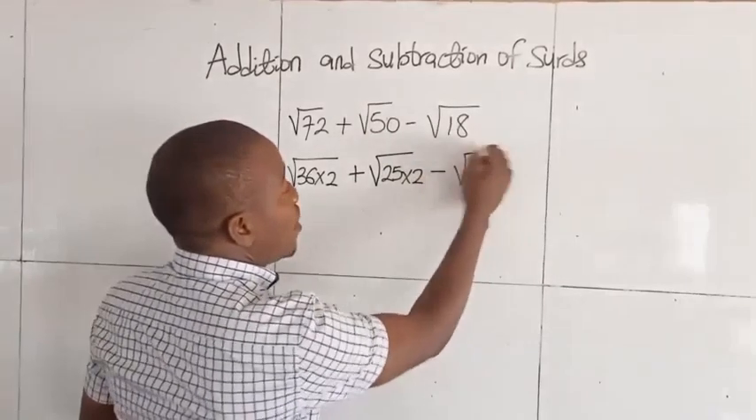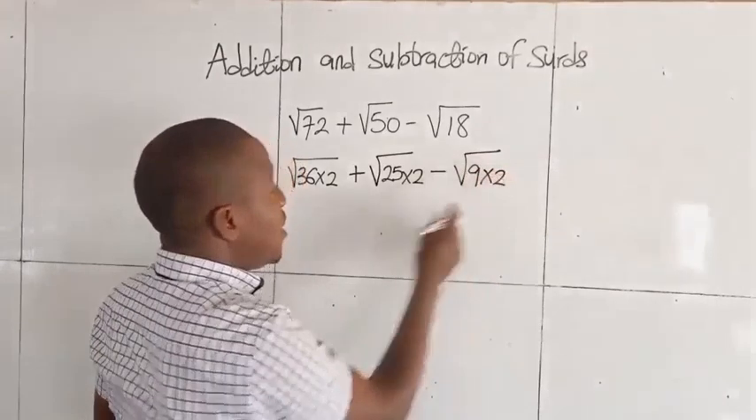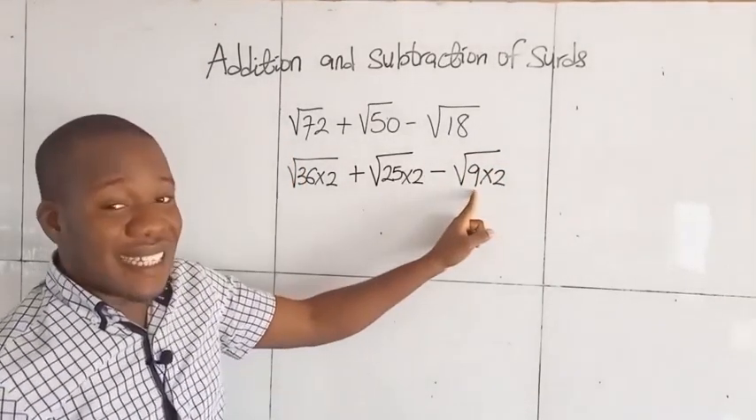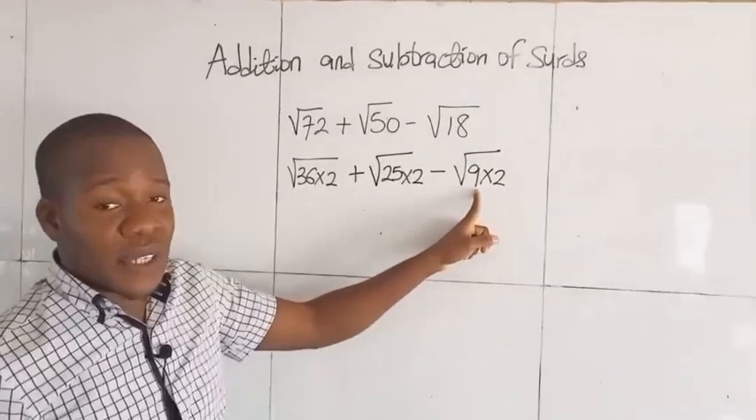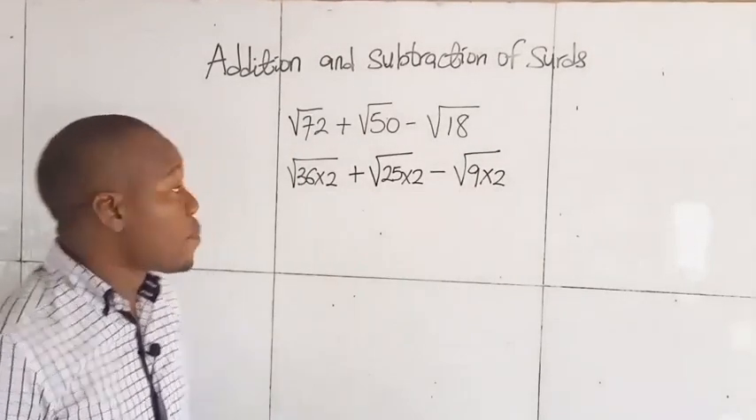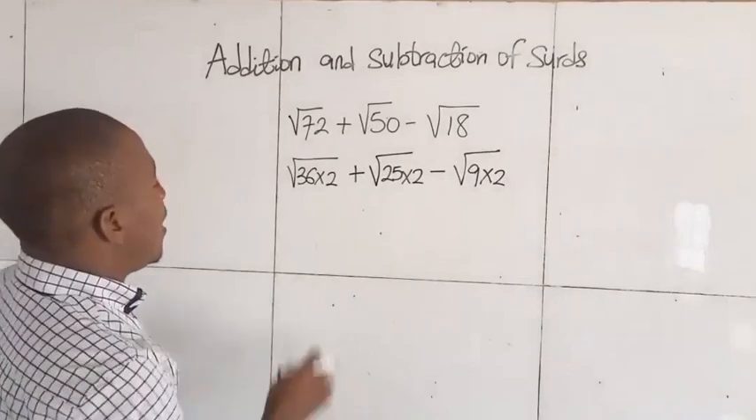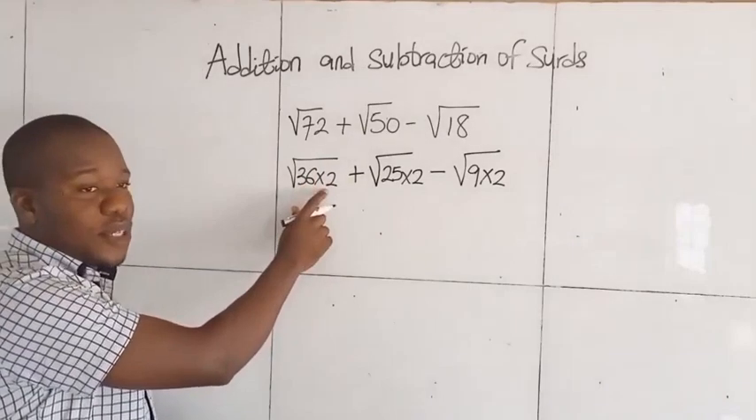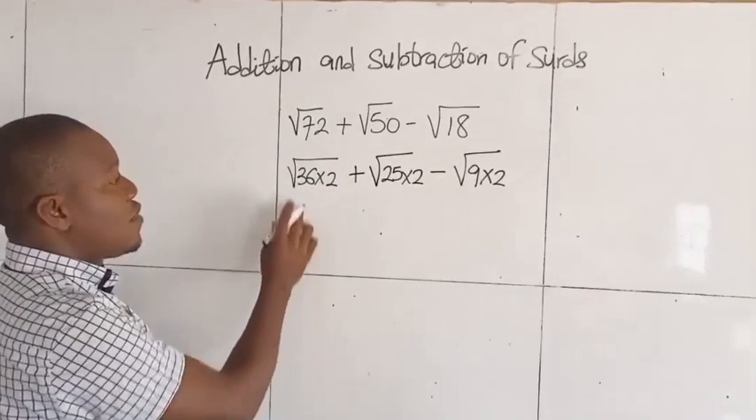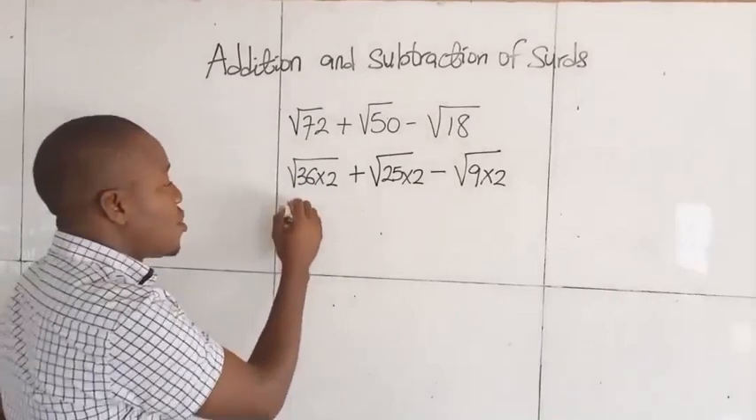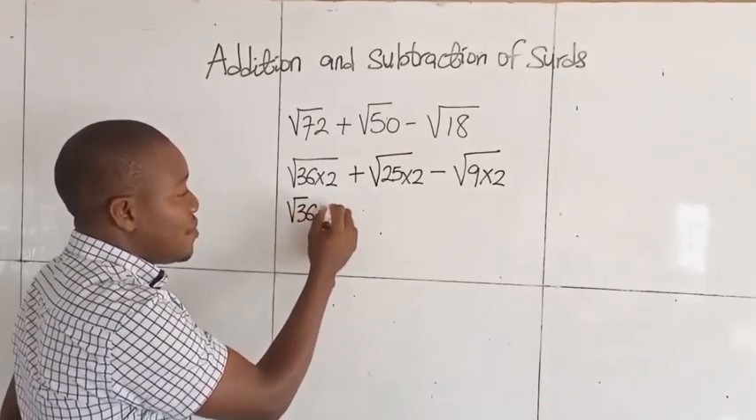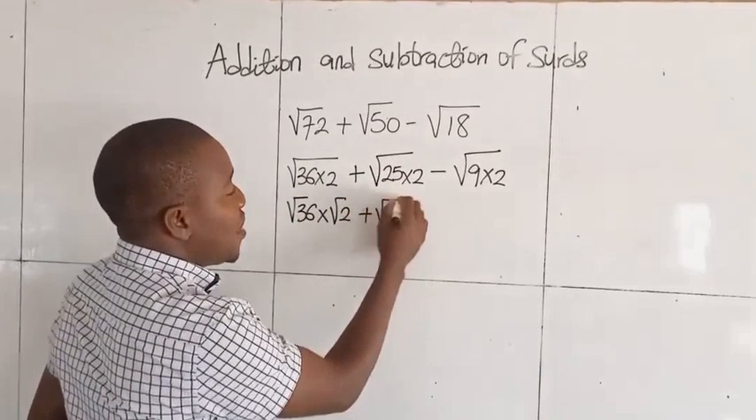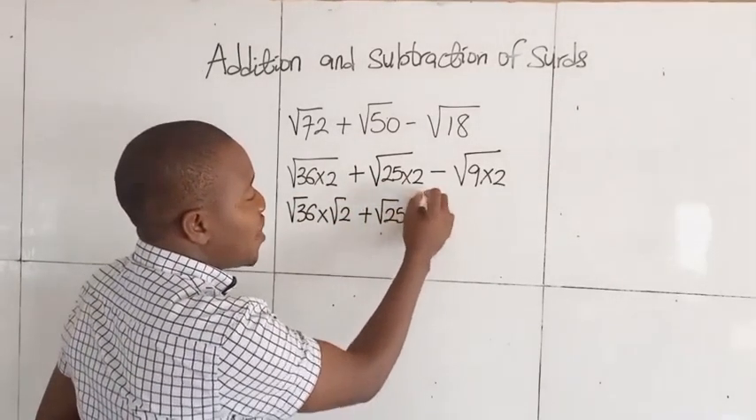Similarly, the square root of 18 becomes the square root of 9 times 2. The same reason why I cannot use 10 and 5 here is the same reason why I cannot use 6 and 3 here, because neither 6 nor 3 is a perfect square. So we can proceed now. In the rules of surds, remember this square root is for both 36 and 2, so we can split them. So instead of the square root of 36 times 2, I have the square root of 36 times the square root of 2. The same way here, plus the square root of 25 times the square root of 2.